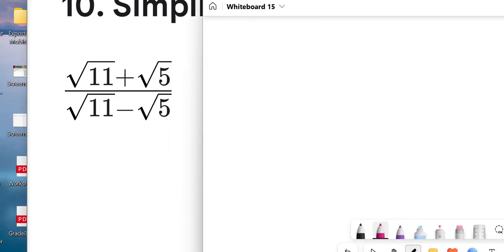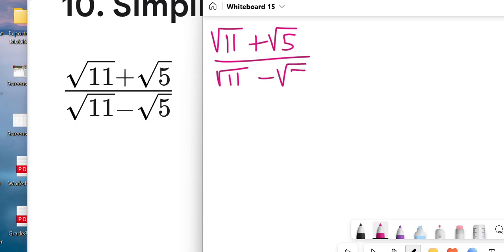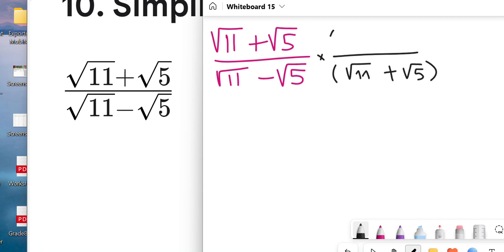All right, and the last one for today. What do we have over here? Square root of 11 plus square root of 5 over square root of 11 minus square root of 5. So we said we multiply by whatever is in our denominator, but with opposite sign. So it's going to be square root of 11 plus square root of 5.